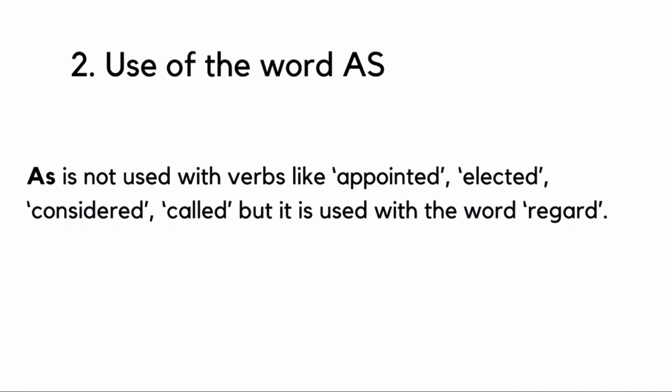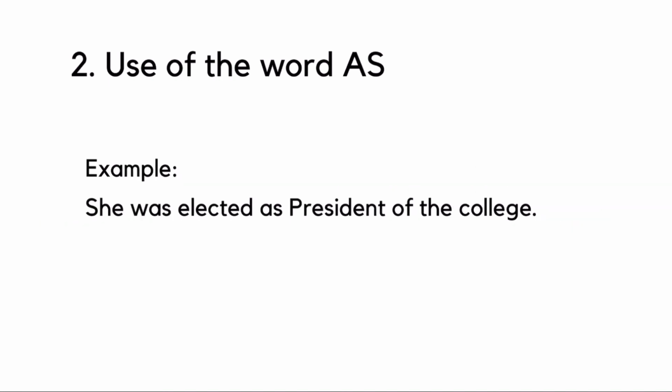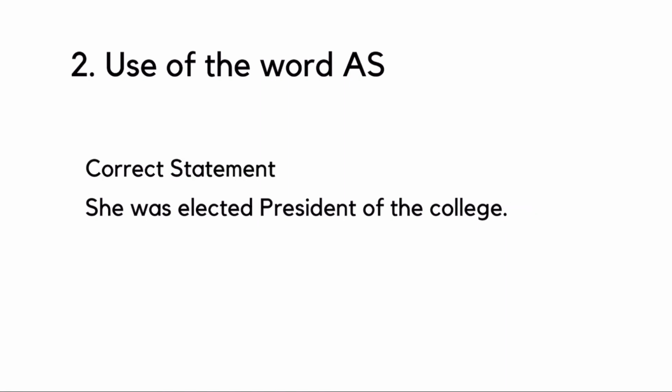Let's look at the example. She was elected as president of the college. Now when we see it on the surface, there is no problem with this statement. You can say this and move on with your life, but it will not be grammatically correct. The grammatically correct statement would be when we remove the word as from here. The correct statement would be: she was elected president of the college. So you see, this is the correct statement.